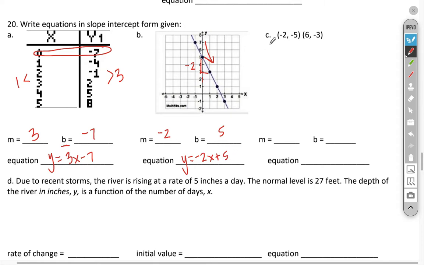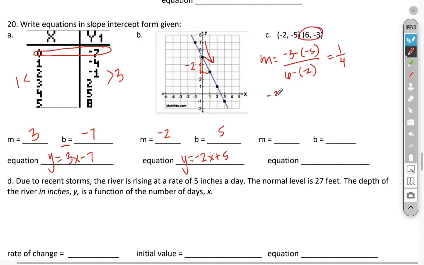All right, for C, we were given 2 ordered pairs, so we need to figure out what the slope is. We're going to do this the same way we've been doing. So m equals negative 3 minus negative 5 over 6 minus negative 2. This is going to give us 1/4. And now we need to solve for b. So you can use either ordered pair. I'm going to use (6, negative 3).